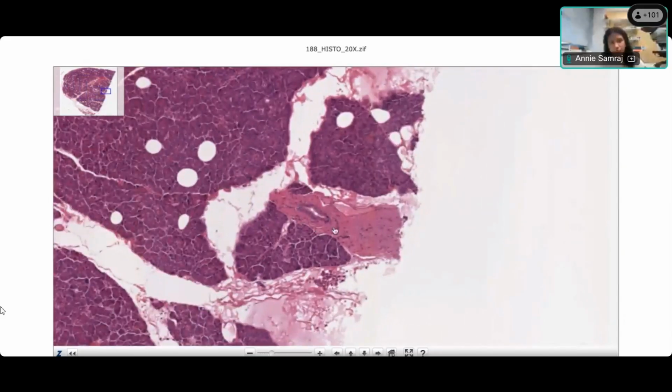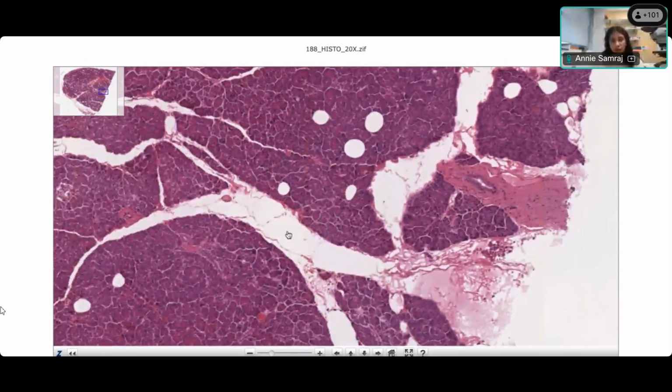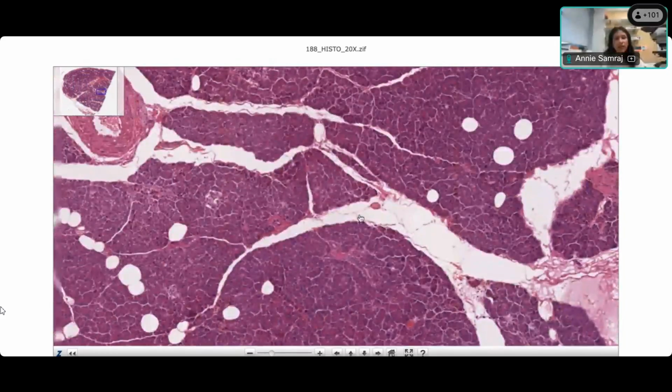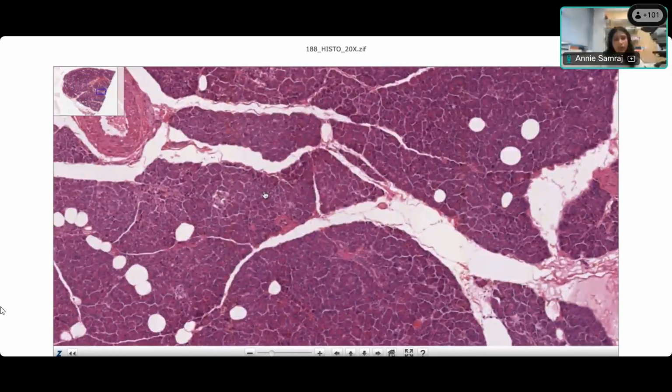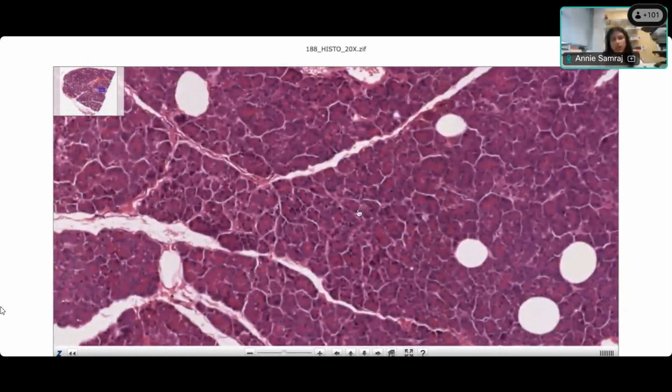And here, this one is likely to be an intralobular duct. So the intralobular and interlobular ducts have a lot of connective tissue. Intercalated has very little connective tissue. Now let's see if we talked about the centroacinar cells, right? And the acini.